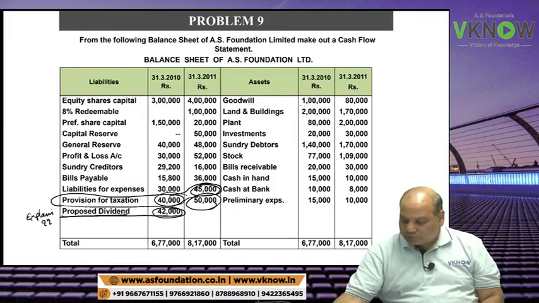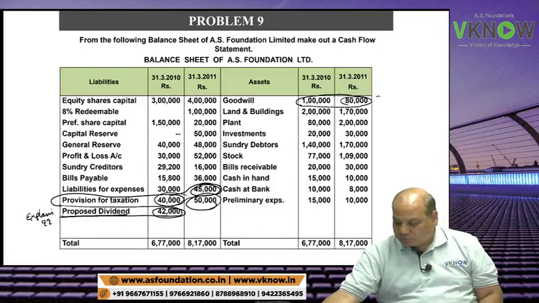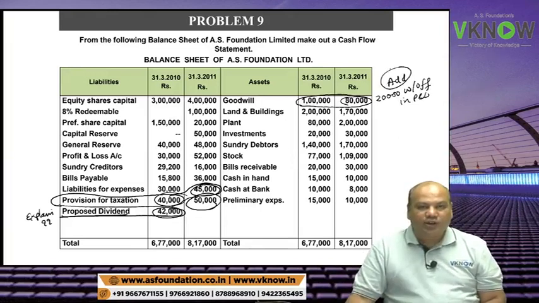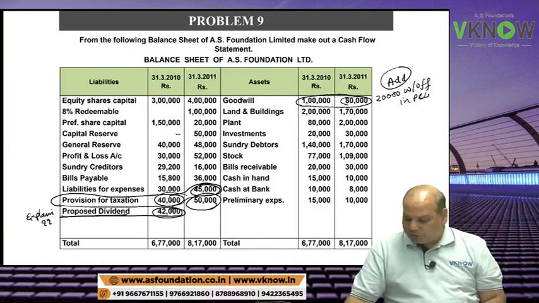Look at goodwill. Goodwill opening is 1 lakh, closing is 80. So goodwill 20,000 has been written off in P&L account. Since it is written off in P&L account, it is a non-cash item. You will add back in profit.